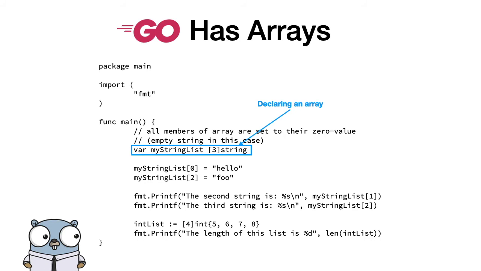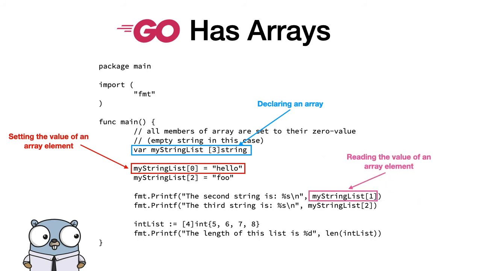Now when you declare an array, all members are set to their 0 value. We'll talk about 0 values in a minute, but basically every type has a 0 value. But you can also set the value of an array element like you might expect. You just put in brackets the index. It's a 0-based index. And likewise, you can utilize an array element in the same way.